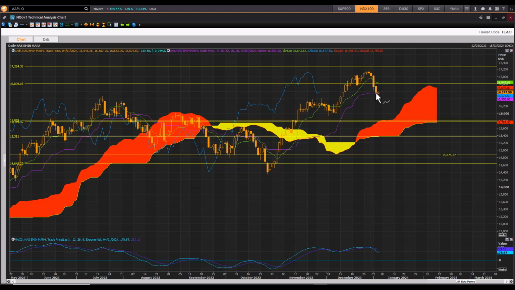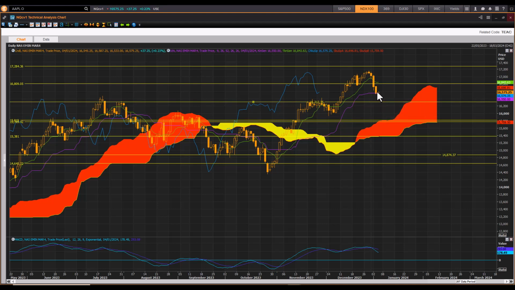If support fails, there's a likelihood that we'll go right down to the next support zone, which can be these highs here. And if those support levels fail, then the downside risk is towards the top end of the cloud, this zone, the bottom end there, those levels there, as well as these levels there. But so critical for the Nasdaq to rebound from the standard line of the cloud.